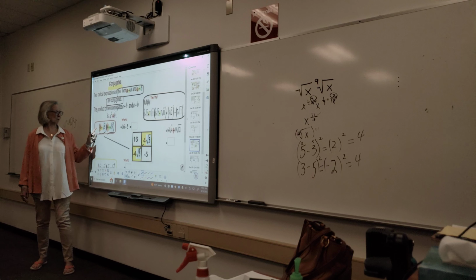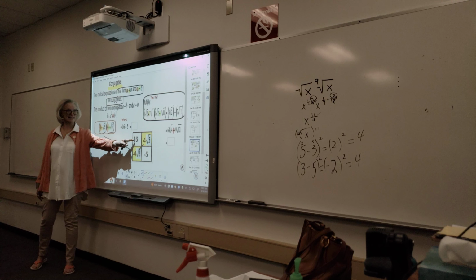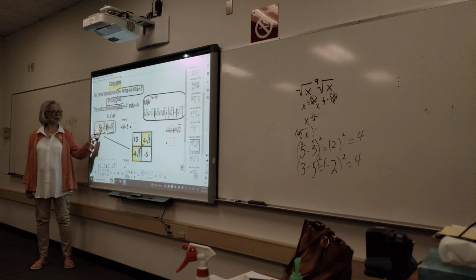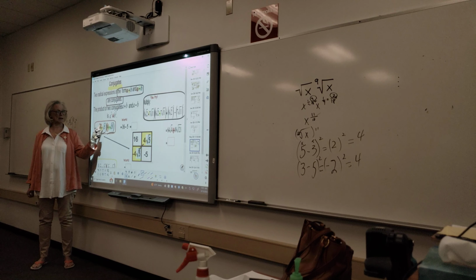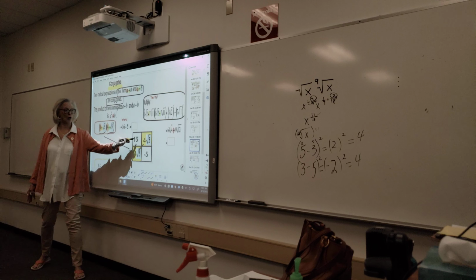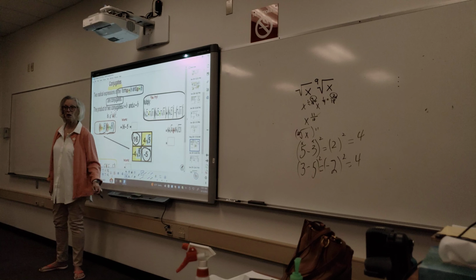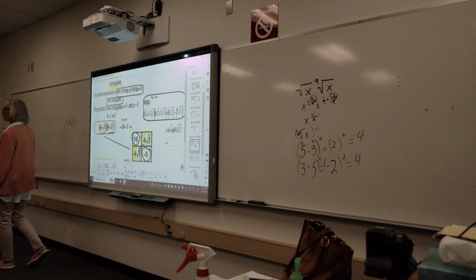And when I multiply 4 times 4, I get 16. And when I multiply radical 5 times negative radical 5, it comes out as a negative 5. And so conjugates will always leave us with 2 integers. No radical houses. Now, why do we need to know that? Let's go to the next slide.